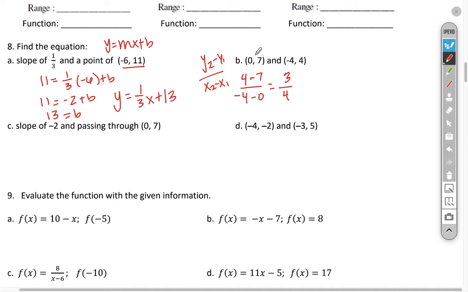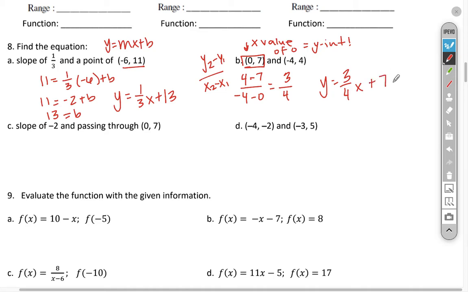So luckily in this case, we're already given our y-intercept. Remember, if it has an x value of 0, an x value of 0 means y-intercept. So we don't have to solve for our y-intercept. We know it's going to be 0, 7. So our formula is going to be y equals 3/4 x plus 7.